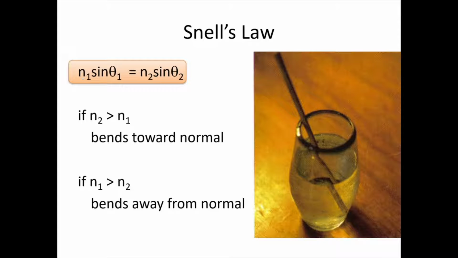n1, which is the refractive index of the material you're starting out in, sine theta 1 equals n2 sine theta 2. And we'll see a picture of this in the next slide. Now, if n2, the refractive index that the light is going into, is bigger than n1, it bends towards the normal. And this will all become clear, like I said, when I show you the diagram. Now, if n2 is less than n1, it'll bend away from the normal.